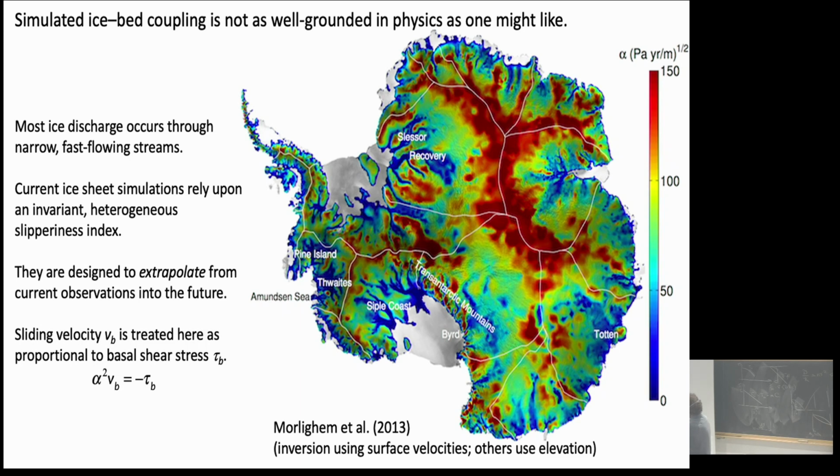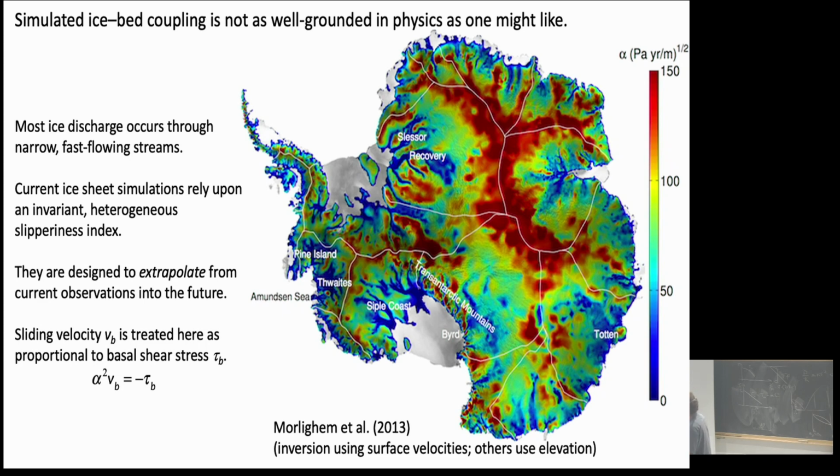So what you do is you look at current velocities, you infer current shear stresses, and you do a division, and you come up with a slipperiness index. Or you look at elevation and you do some modeling and you again come up with the slipperiness index. But the point is that slipperiness seems to vary an awful lot. And all the fast flowing places are super slippery, and all the slow flowing places are super sticky. And the only way we can make this relationship work is to adjust alpha. So that's how it's done.